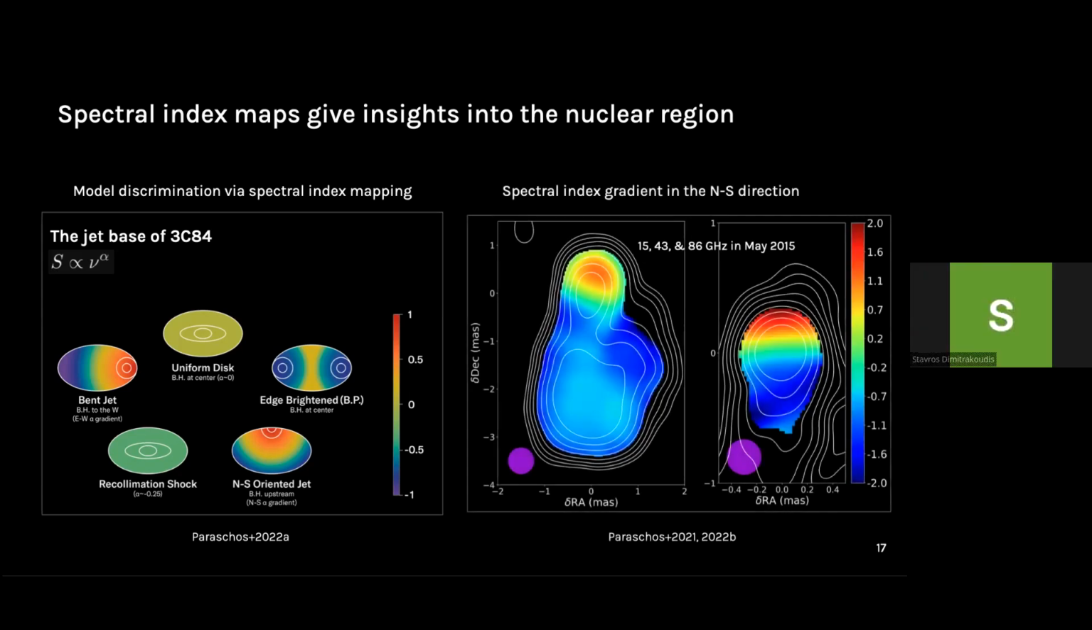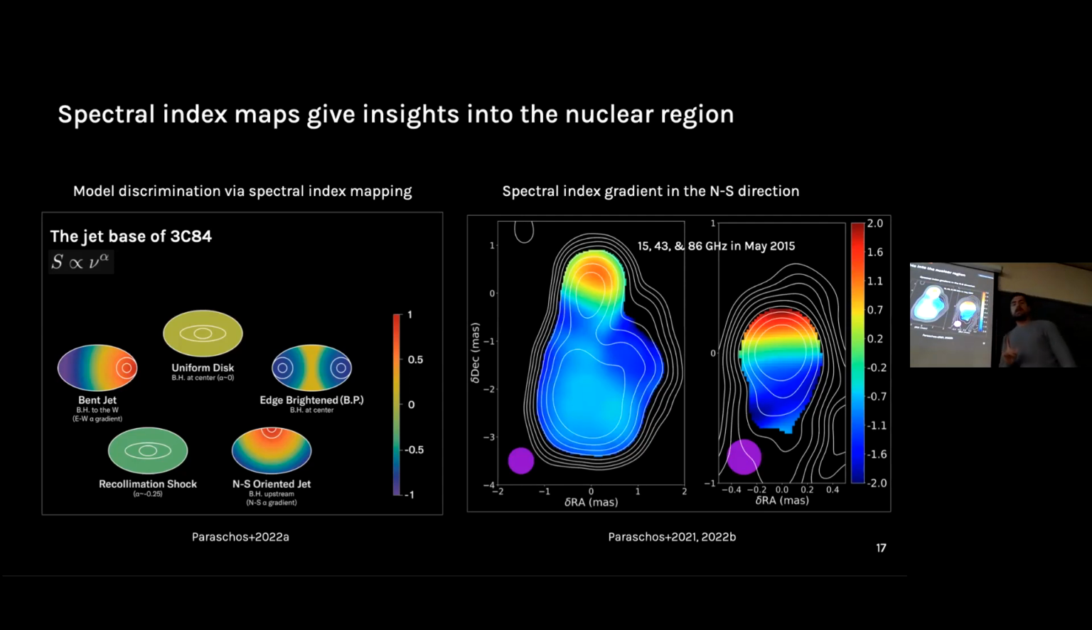So first, we'll use quasi-simultaneous observations of 3C84 that we had at 15, 43, and 86 gigahertz taken in the same month in May of 2015. On the left, you can see the spectral index map at 43 to 15 gigahertz, and on the right, 86 to 43. If you look at the central part, the core part, you see that there is indeed a spectral index gradient robustly detected. And if you look at the high resolution image on the right, you can see that it starts at around 2 in the north and goes to around minus 1.5 in the south.